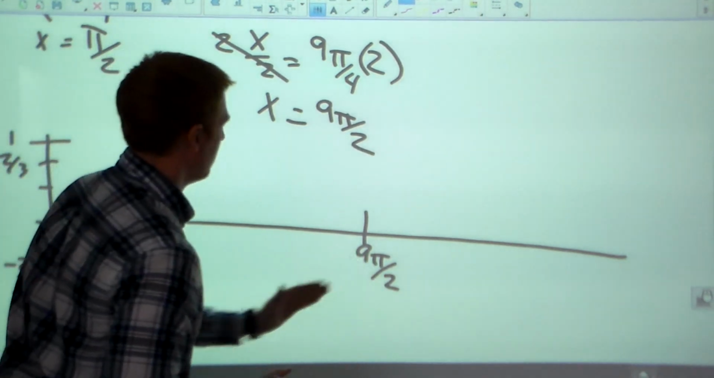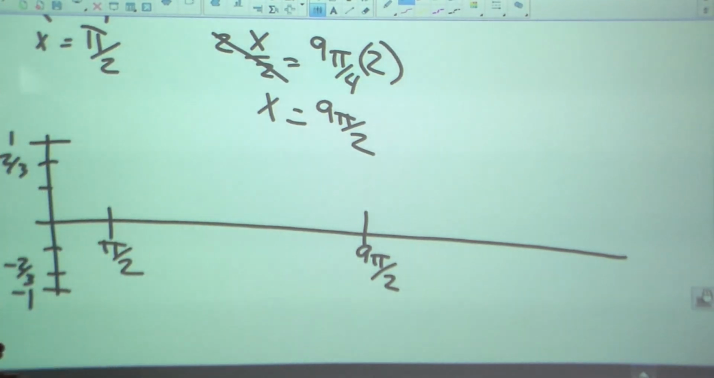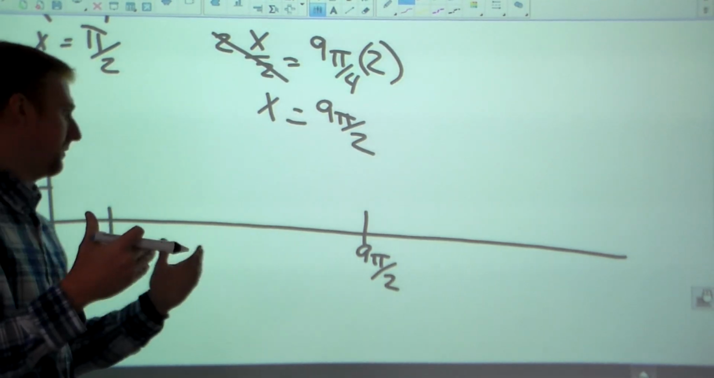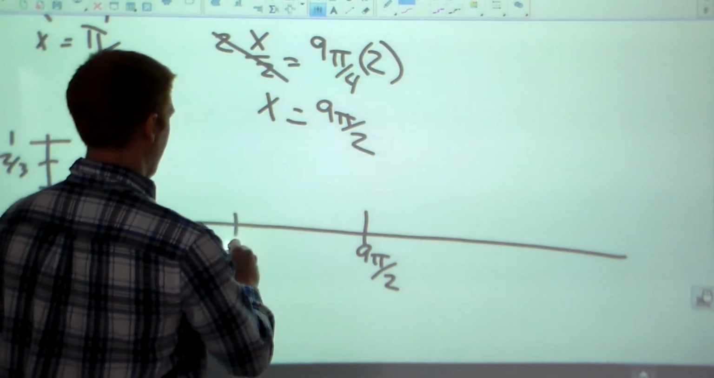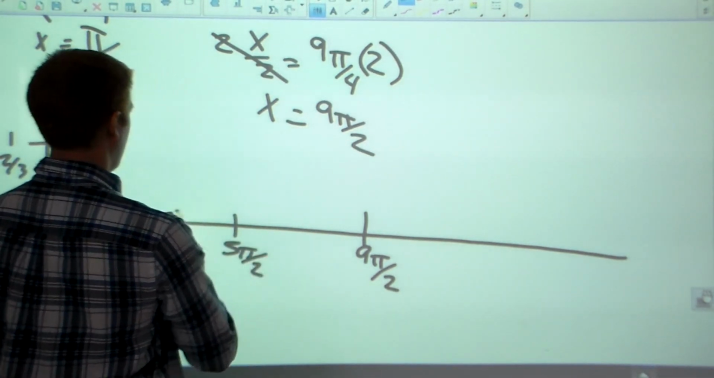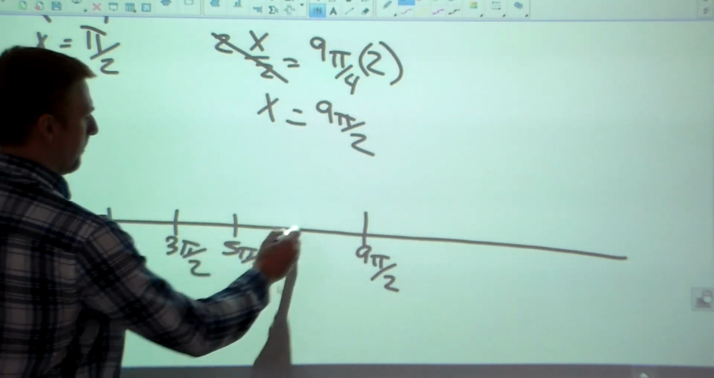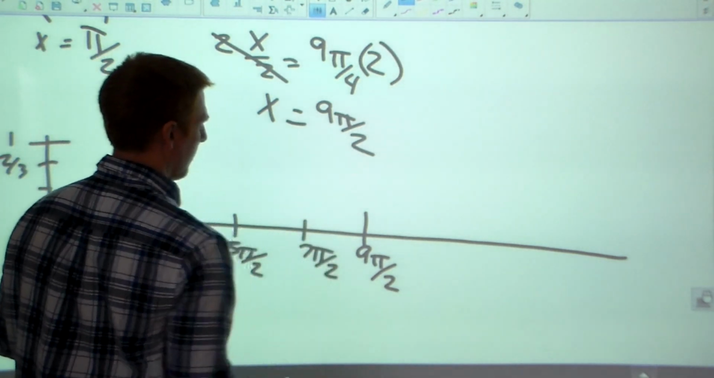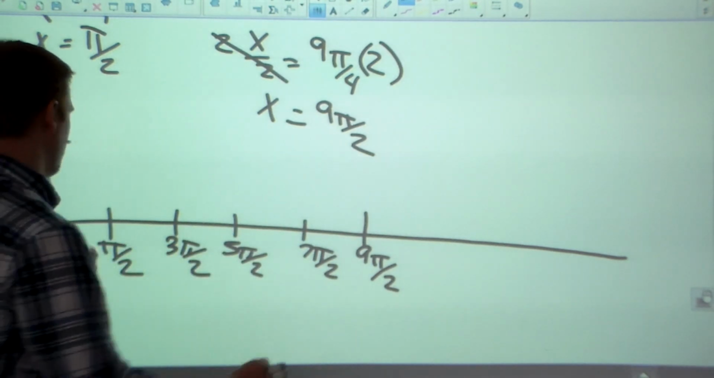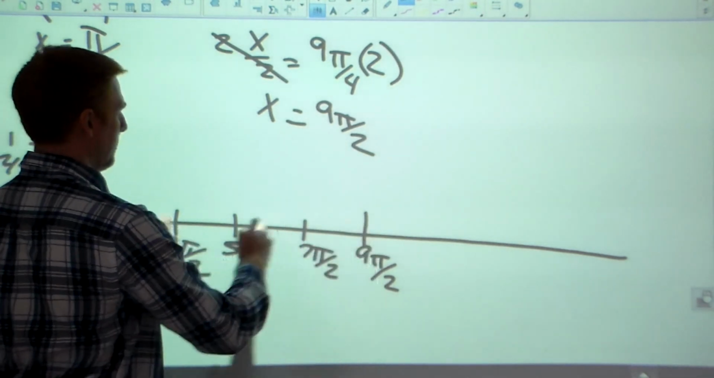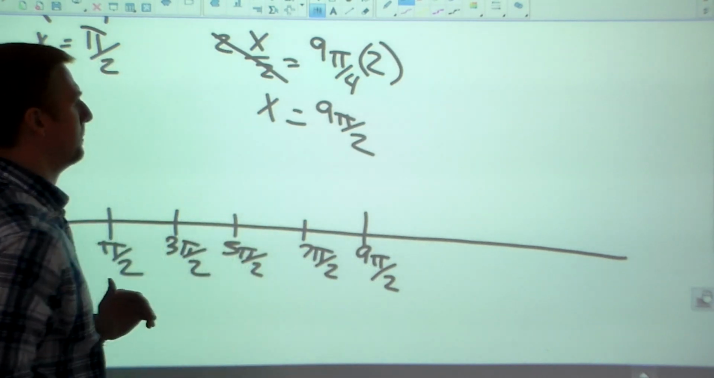Pi over 2 to 9 pi over 2, that's kind of convenient. This one ended up with a lot of the same numbers as the last one. So halfway between 1 and 9 would be 5. So 5 pi over 2, 3 pi over 2, 7 pi over 2. Again, you can take midpoints and then take midpoints of those, which would be adding these two together divided by 2, and these two together divided by 2.